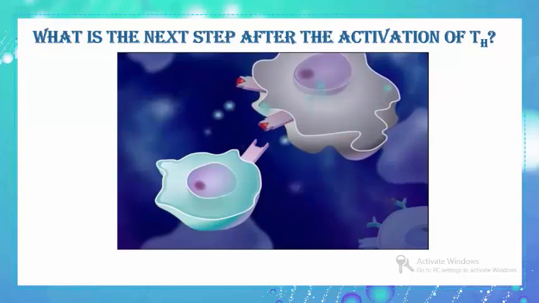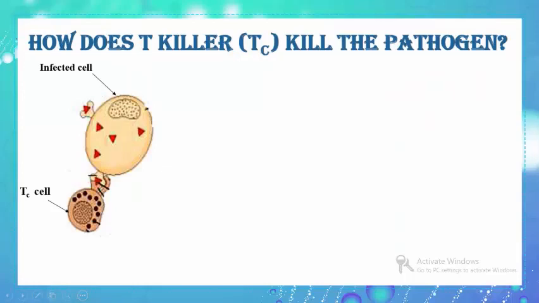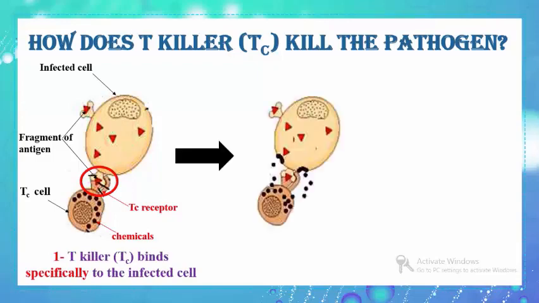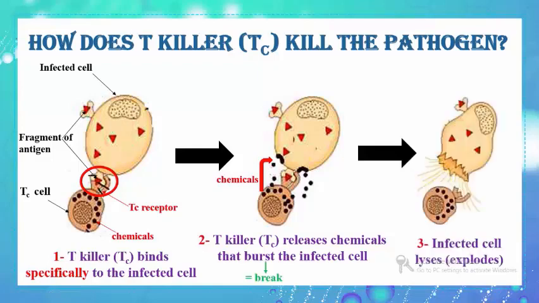To understand more how the T killer cell kills the pathogen, please concentrate on the following slide. Here we have an infected cell and a T killer cell. In the membrane of the T killer cell, there is of course the T cell receptor, and in the membrane of the infected cell, there will be the fragments of the antigen. Due to the complementarity between the T cell receptor and the antigen, both of them will fit together, and this will be the first step. After that, the chemicals inside the T killer cell will be released, causing the burst of the infected cell. And at the end, the infected cell lyses.